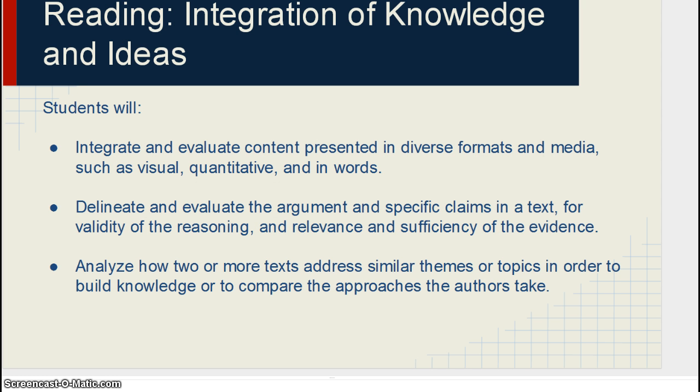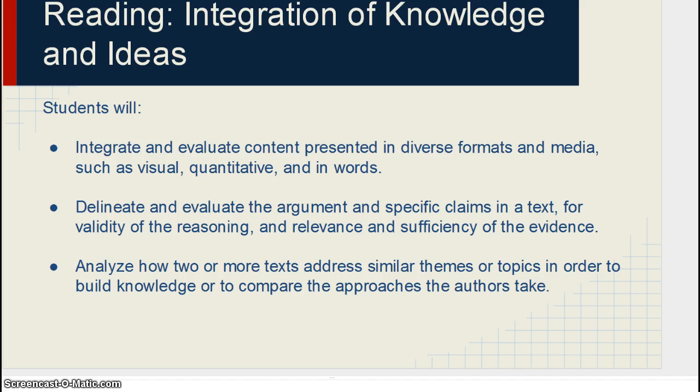The next standard is reading, integration of knowledge and ideas. Students will integrate and evaluate content presented in diverse formats and media, such as visual, quantitative, and in words. Students will also delineate and evaluate the argument and specific claims in a text for validity and the reasoning, and relevance and sufficiency of the evidence.